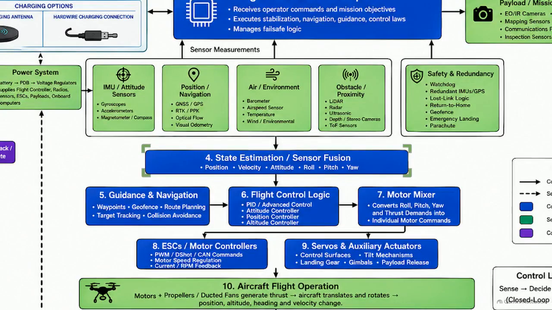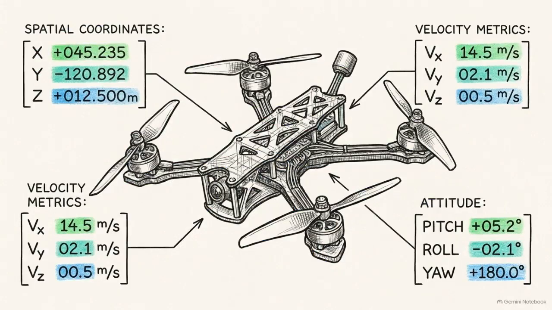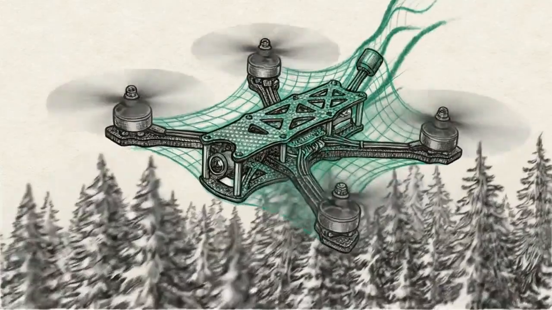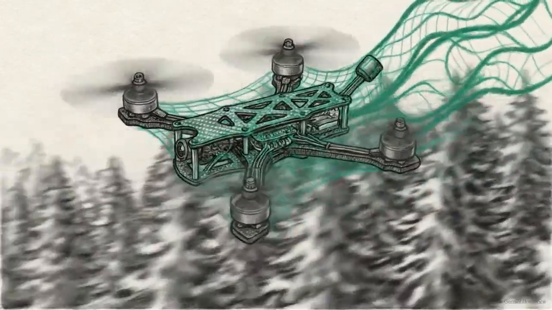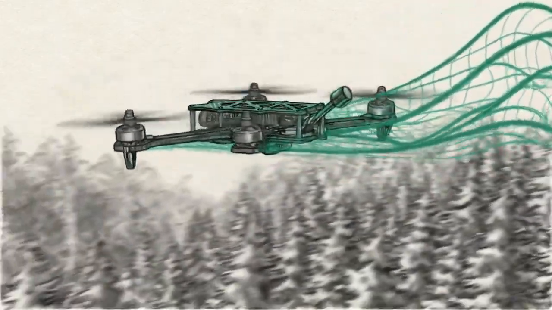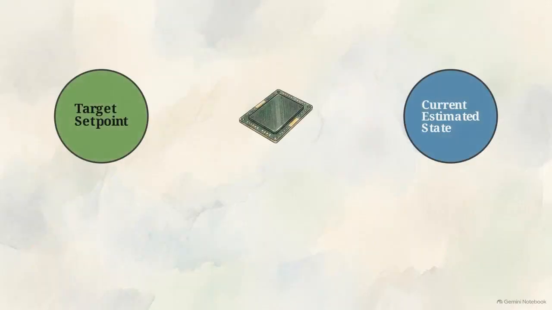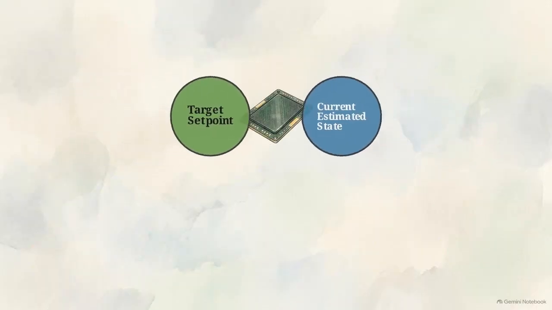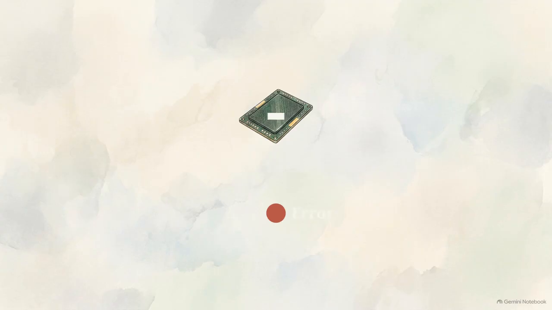This critical mathematical filtering step happens inside the state estimation block. Here, a sensor fusion algorithm blends the noisy inputs into a clean, unified matrix that defines the aircraft's exact position, velocity, and attitude. A drone can only correct its flight path if it possesses an accurate, real-time mathematical model of its own physical state. Now that the system has a target set point and a current estimated state, the logic stream must reconcile the two.